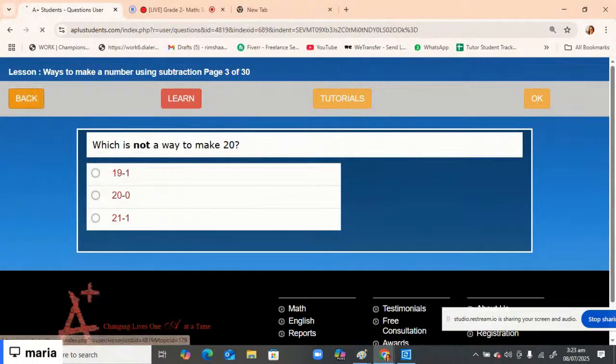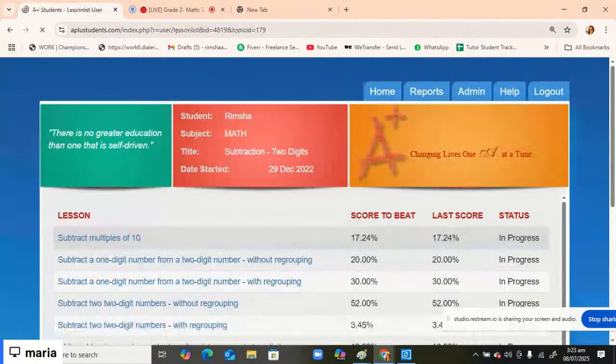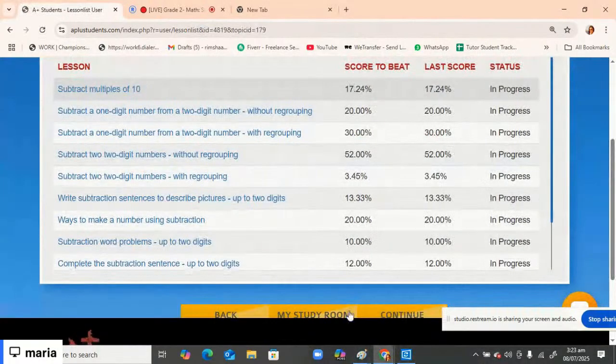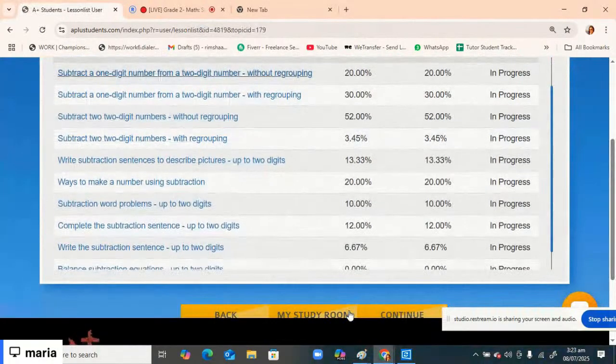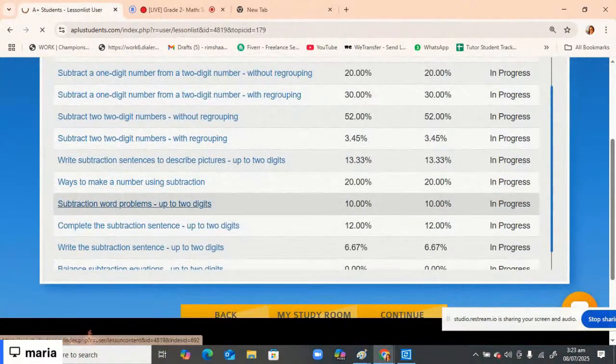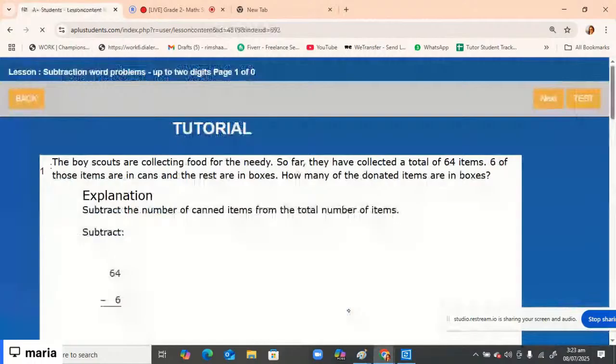Hope you guys understand this lesson as well. Now let's start the next lesson and solve the rest of the test questions related to this lesson by yourself. Okay? Subtraction word problems up to 2 digits.